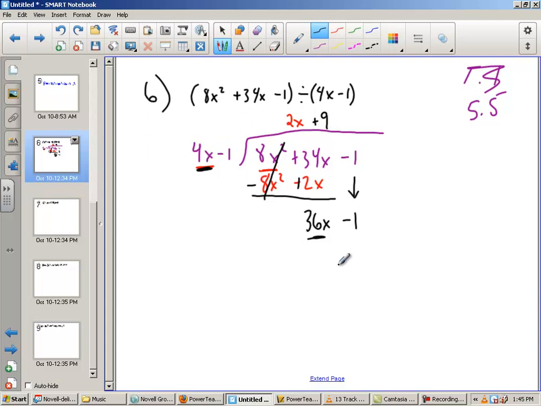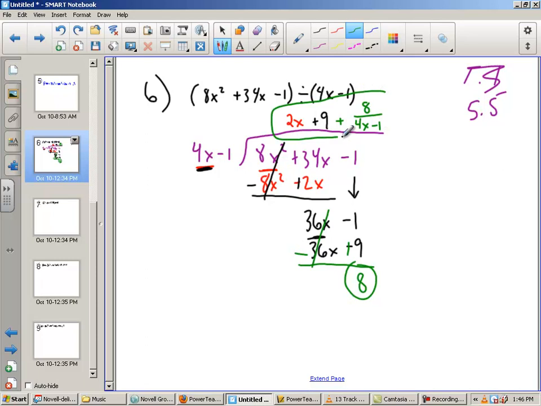So 9 times 4x, excuse me, is 36x, and 9 times negative 1 is negative 9. But again, to continue on, I have to subtract. When I subtract, I'll change all of the signs. 36 minus 36 goes away, and I get 8. This here is my remainder, so I'll put plus 8 over what I was trying to divide by, which is 4x minus 1. And there's the answer for number 6.